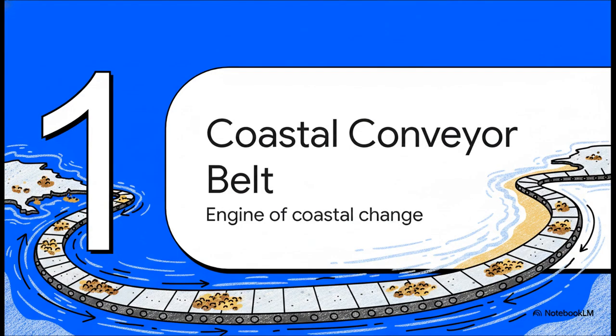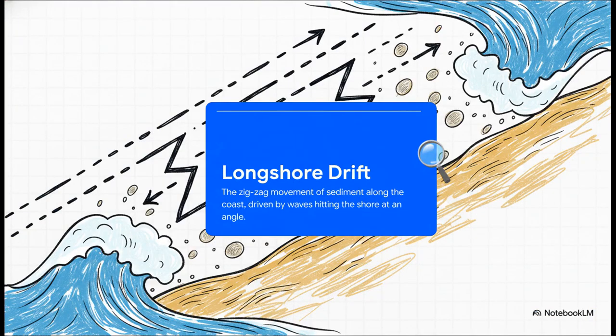Okay, the best way to picture this is to imagine a giant, invisible conveyor belt running all along the edge of every continent. This conveyor belt is always on, constantly picking up sand and sediment in one spot and just dropping it off in another. It really is the primary engine of coastal change, and it has a very specific name. And that engine, it's called longshore drift.